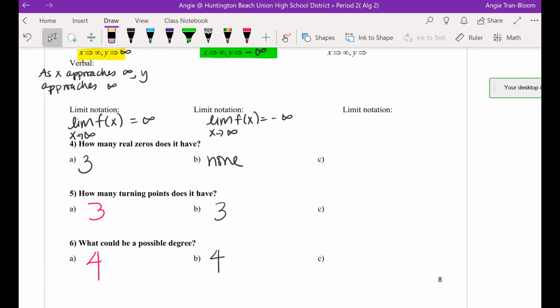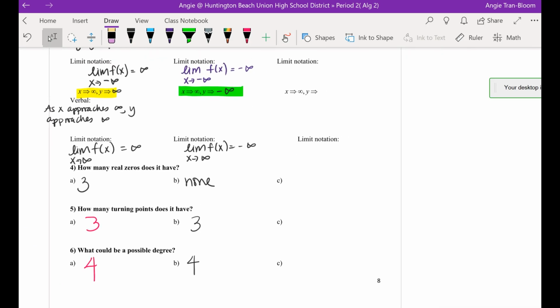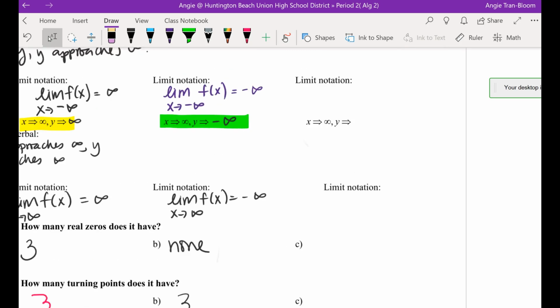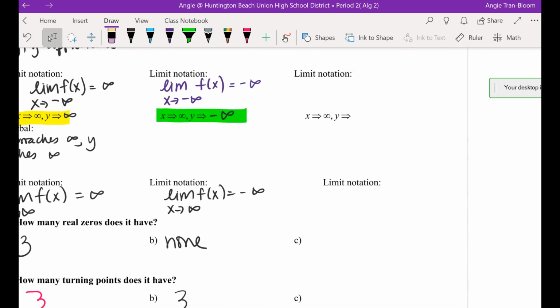For limit notation, you have to put the x and the arrow below it. Where are you, hon? Limit notation. Can you just say f of x equals negative infinity instead of writing the limit? No, this whole thing has to be exactly like that. Exactly like that. All right, last one.